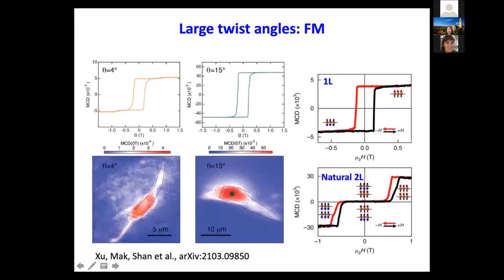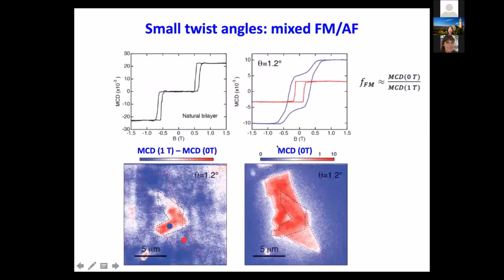And just to remind you, this looks very different from natural bilayer. So how about smaller twist angle? So small twist angle in natural bilayer, we should get antiferromagnet. And the blue line shows the magnetization in this twisted bilayer. It actually doesn't look like the monolayer response, also doesn't look like the natural bilayer response.